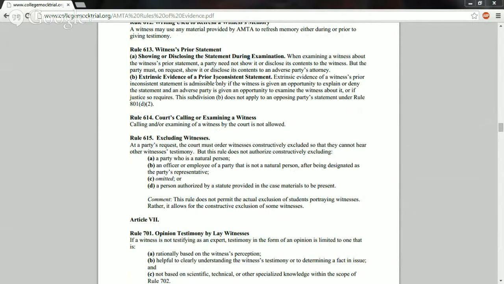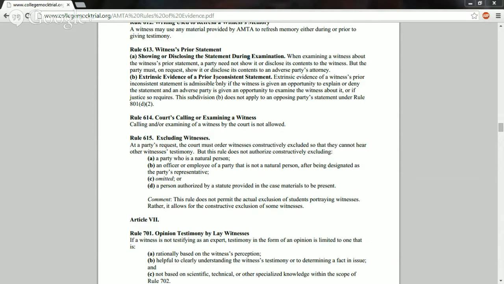Okay, now we're going to talk about impeachment. The rules which underlie impeachment are Rule 613 and, to a lesser extent, Rule 801(a), namely impeachment via a prior inconsistent statement, as the rule is entitled. So I'm just going to go ahead and read it. I'll talk about stuff as we go through and read it.